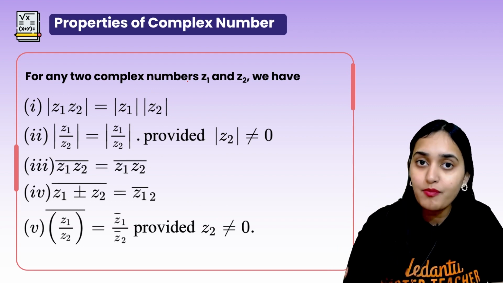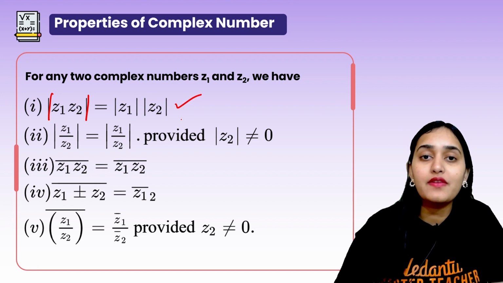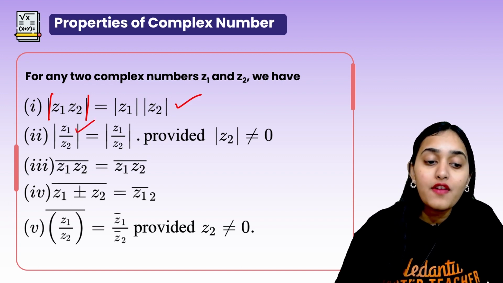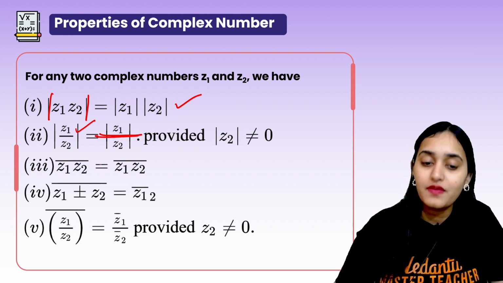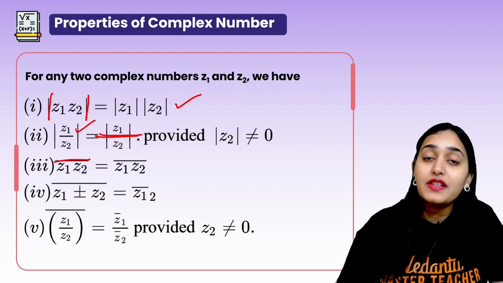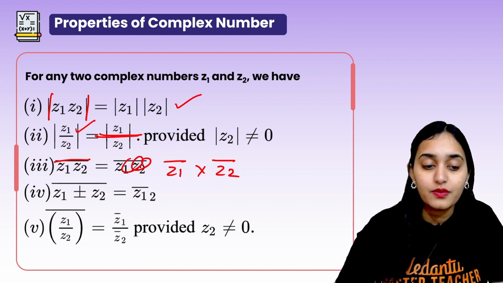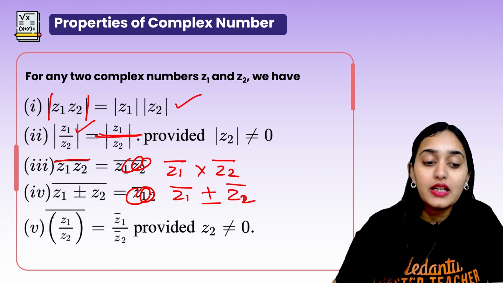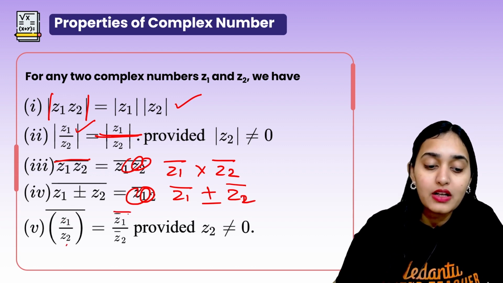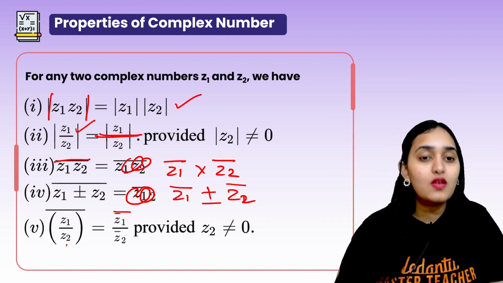Now, some important properties. Mod of z1 into z2 is mod of z1 into mod of z2. Mod of z1 divided by z2 is mod of z1 divided by mod of z2. Conjugate of z1 into z2 is conjugate of z1 into conjugate of z2. Conjugate of z1 plus z2 is conjugate of z1 plus conjugate of z2. Similarly, conjugate of z1 by z2 is conjugate of z1 upon conjugate of z2. These are the properties of complex numbers and conjugates.